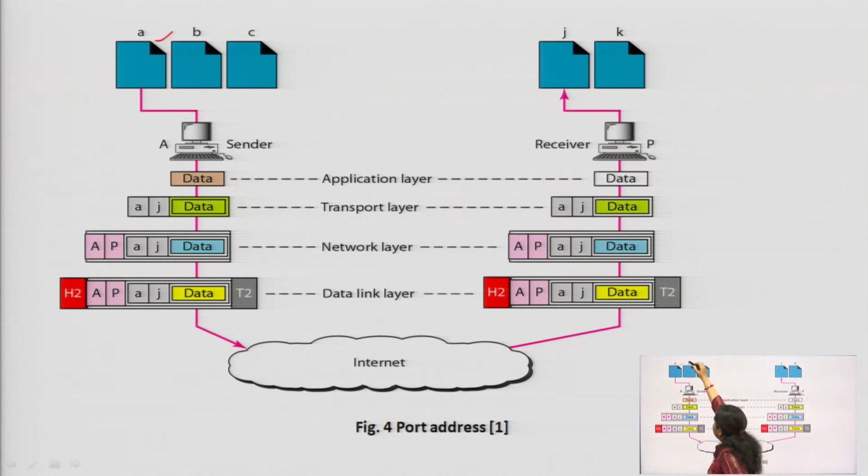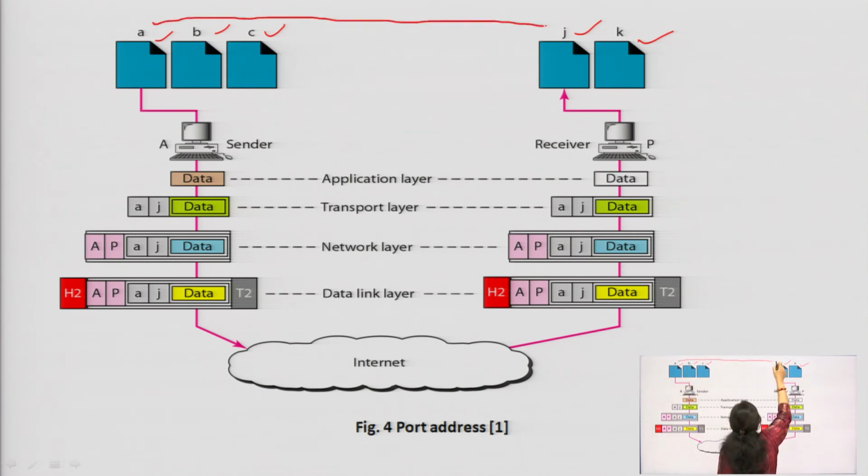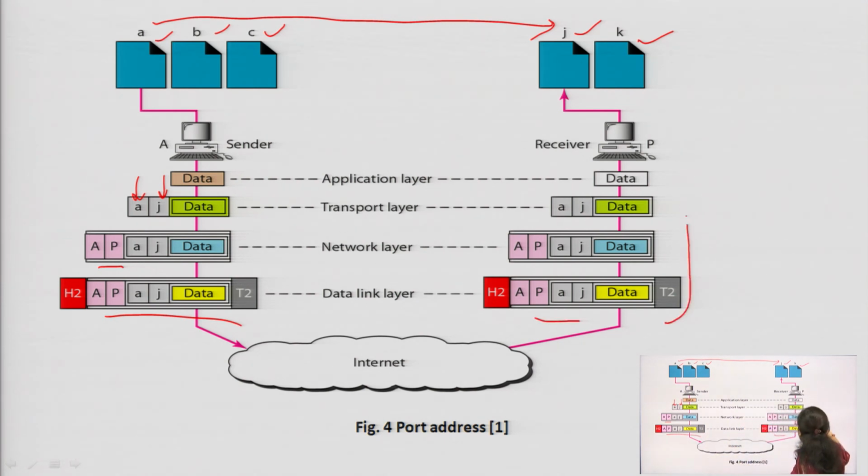Three processes are there, with port addresses A, B, C, at the first device, the sender. At the receiver there are two processes having port address J and K. A wants to communicate with J. So, how will the data be sent? A is the transmitter, J is the receiver, this is the data, then A and P are the logical address, then again the data will be changed and then it will be received like this. So, this is an example of port address.